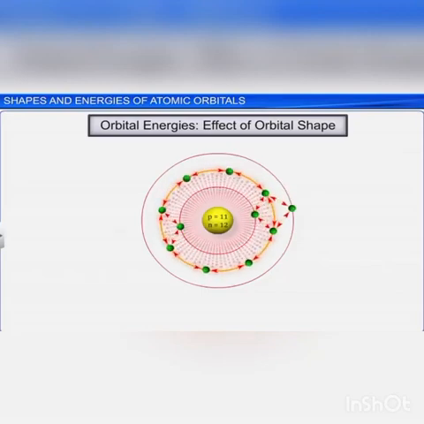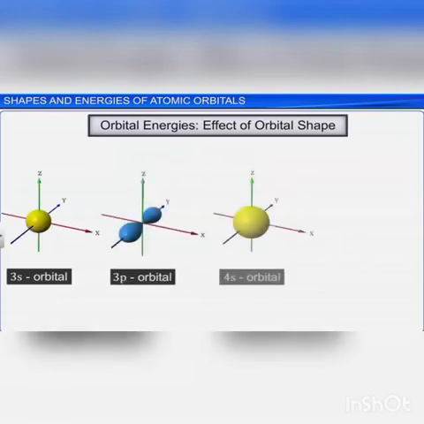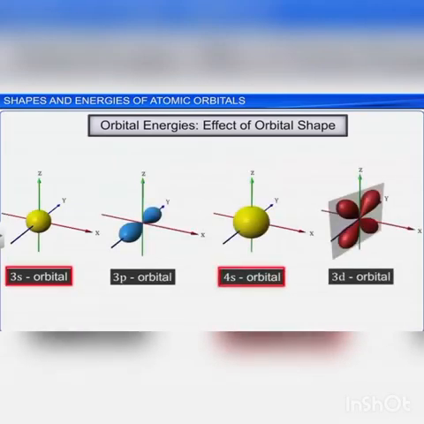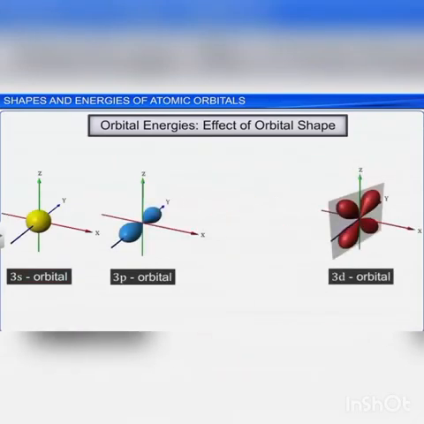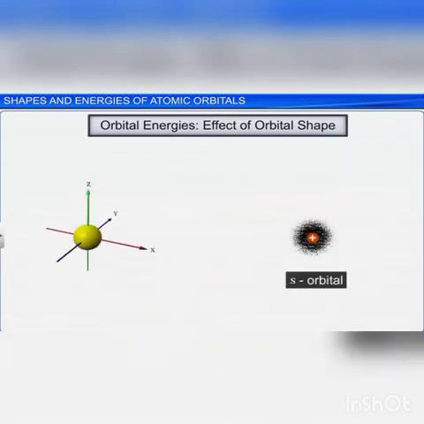The attractive and repulsive interactions in a multi-electron atom depend upon the shape of the orbital and shell. As the shape of s orbital is spherical, it shields the electrons more effectively as compared to p or d orbitals present in the same shell. In addition, due to spherical shape, the electron in the s orbital spends more time closer to the nucleus in comparison to p orbital.